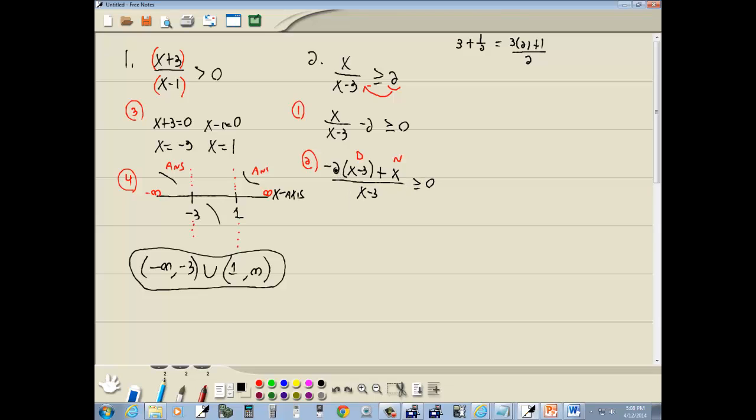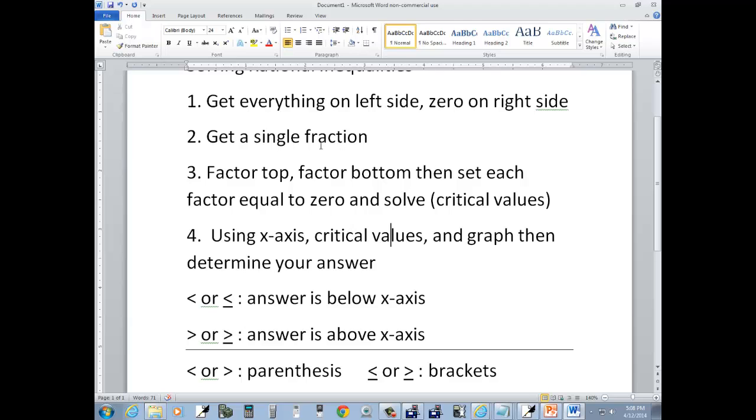Okay, multiply the -2 through. -2 times x is -2x. -2 times -3 is +6. Plus x over x minus 3 is greater than or equal to 0. -2x plus x is -x, plus 6, over x minus 3, is greater than or equal to 0. We got our single fraction.